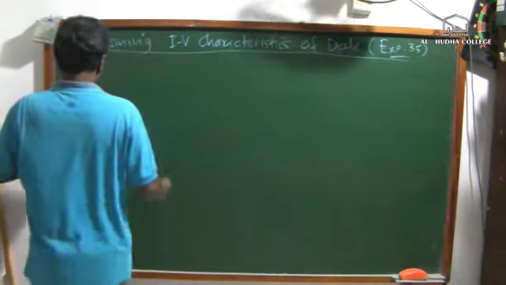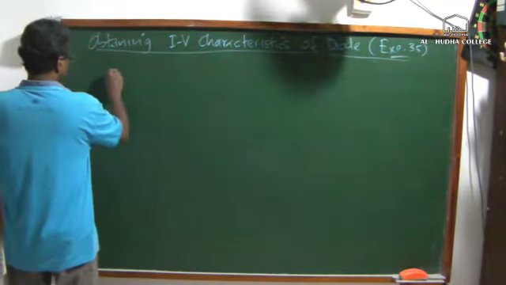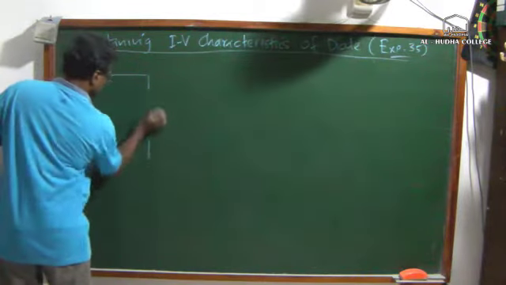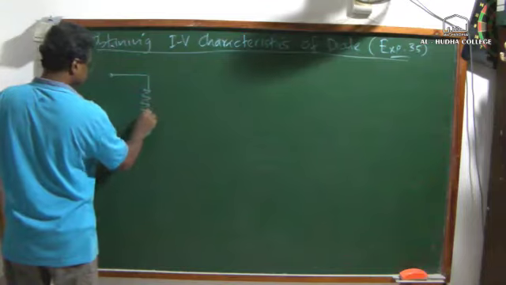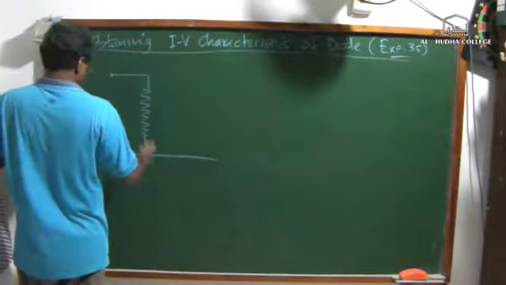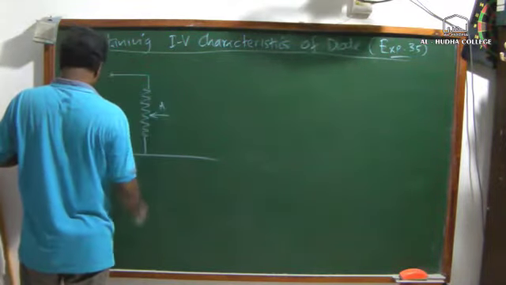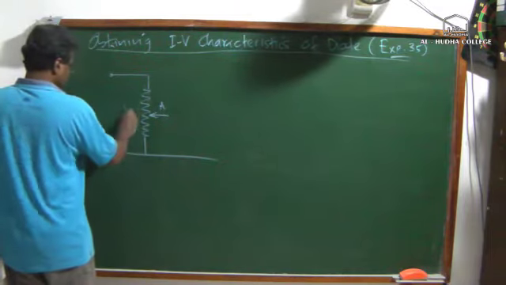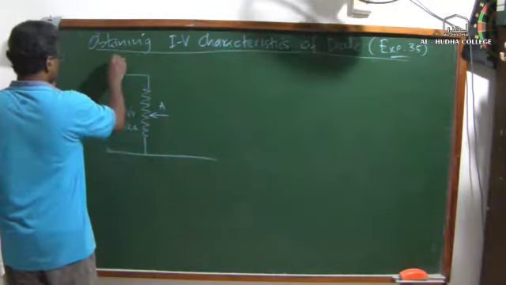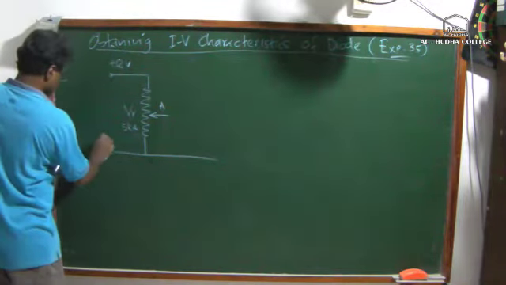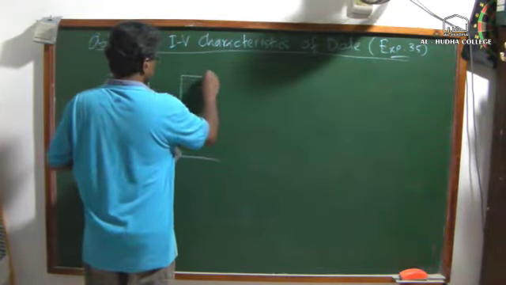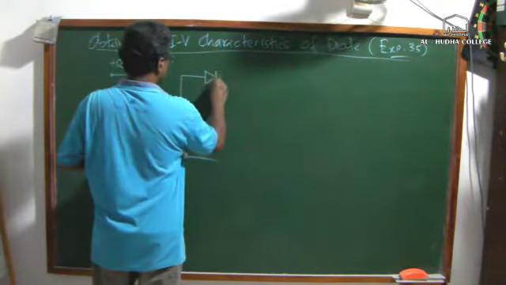So the diagram given here is we have a potential divider, the rheostat acting as a potential divider. Variable resistor 5 kilo ohm. Supply is 12 volts. And this is connected through the diode.